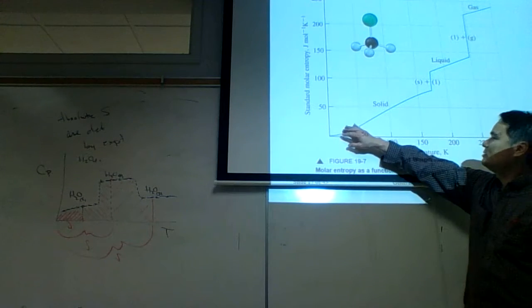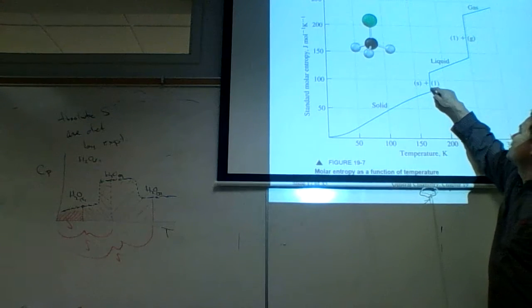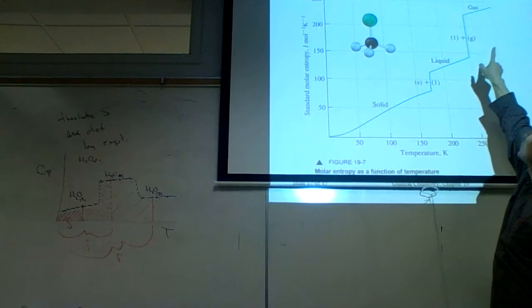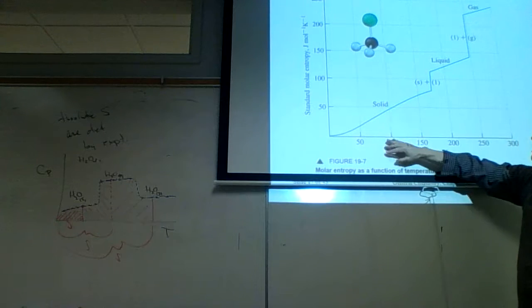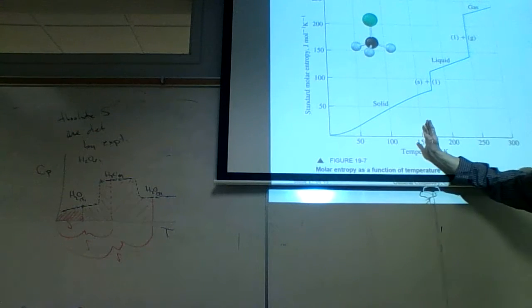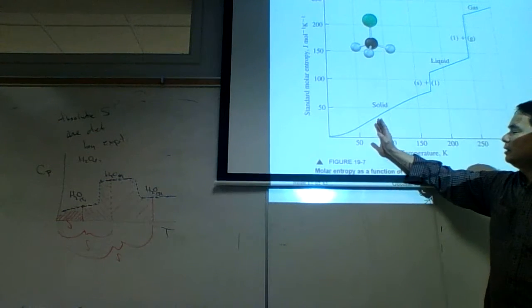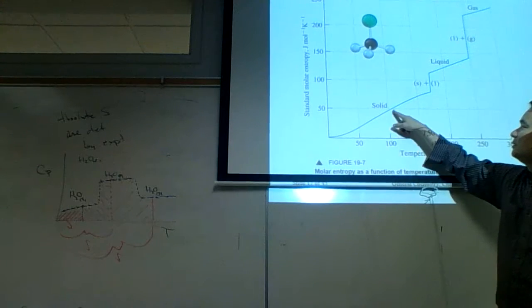So the entropies, these would be the absolute entropies. You can see a jump here in the entropy for the liquid and another jump for the gas. This is gaseous methane here. And so we can determine the entropy at any point, that is at any temperature. And so here we can get it.